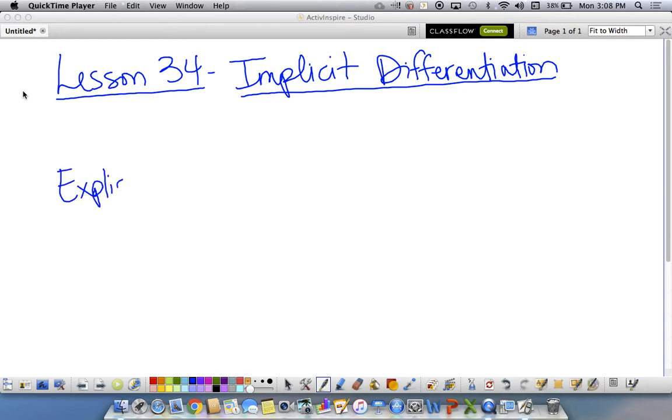Explicit means we have solved y equals. Whatever function you have, it's y equals. Y equals 5x squared plus 2x minus 5. Okay, and if we want to do explicit differentiation.